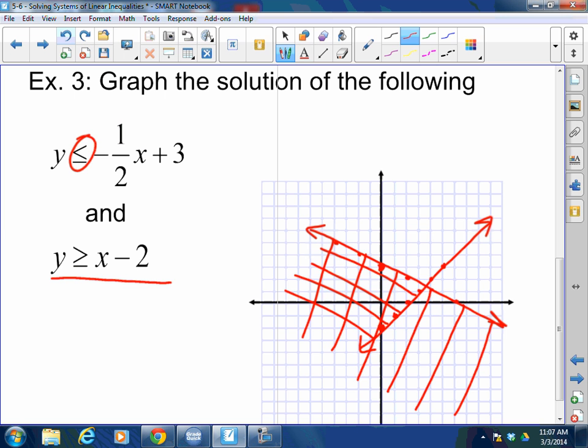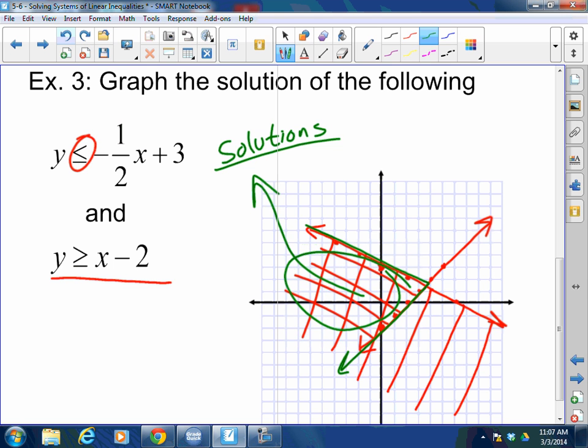Do you guys see how even with the same color you see the checkered part? So this whole area right here, forever, those are my solutions. Please don't forget, it's not one solution, it's an infinite amount of solutions. If you wanted to test it, take any point here, plug it in, and it has to work for both equations. Does that make sense? May we continue?